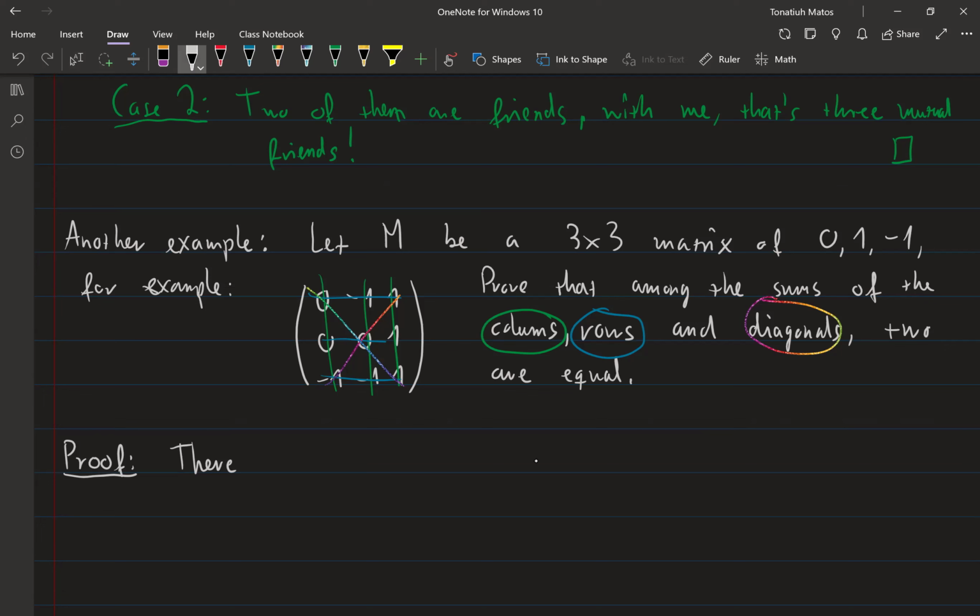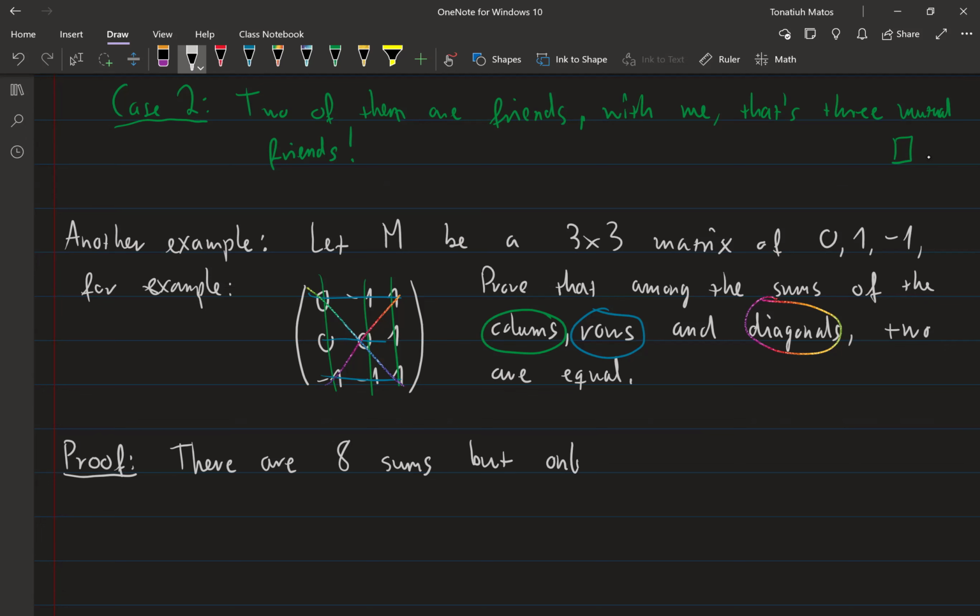Okay, so let's see. I already have the correct idea in the direct chat. There are only 7 outcomes. Indeed, there are 8 sums, right? 3 columns, 3 rows, plus 2 diagonals. That's a total of 8 sums. But each of these sums consists of 3 digits being added, 0, 1, and -1.